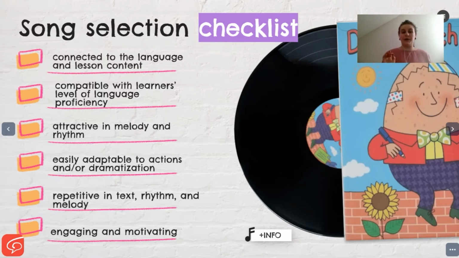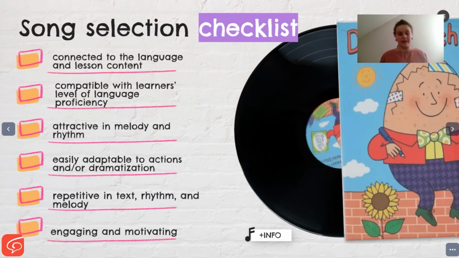Attractive in melody and rhythm. The songs, of course, need to have an easy melody that also has a nice rhythm you can use for TPR or maybe some rhythmical instrument. The song needs to easily be adaptable to actions and or dramatization. This is exactly what I just said. It needs to be adaptable to TPR, aka total physical response. We need to be able to move along the lyrics of these songs.